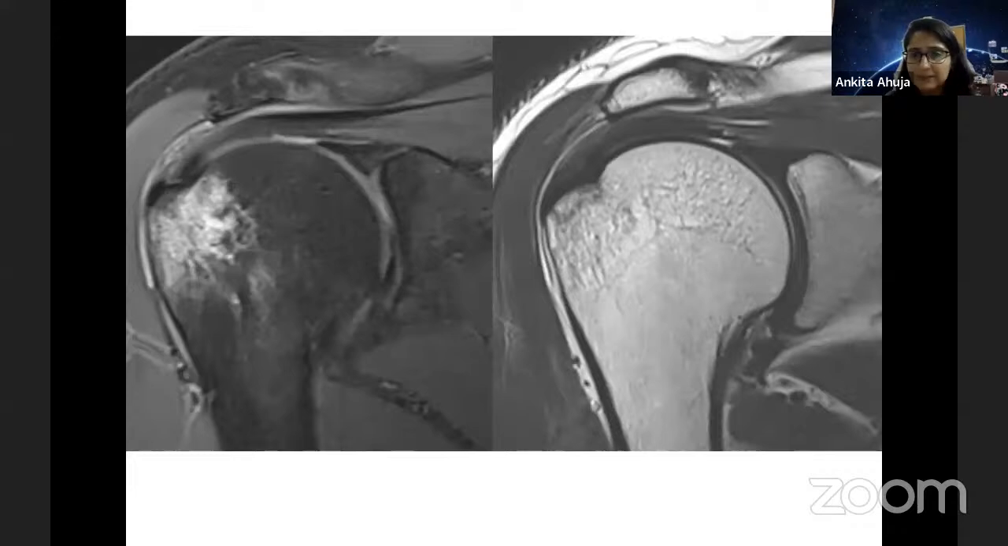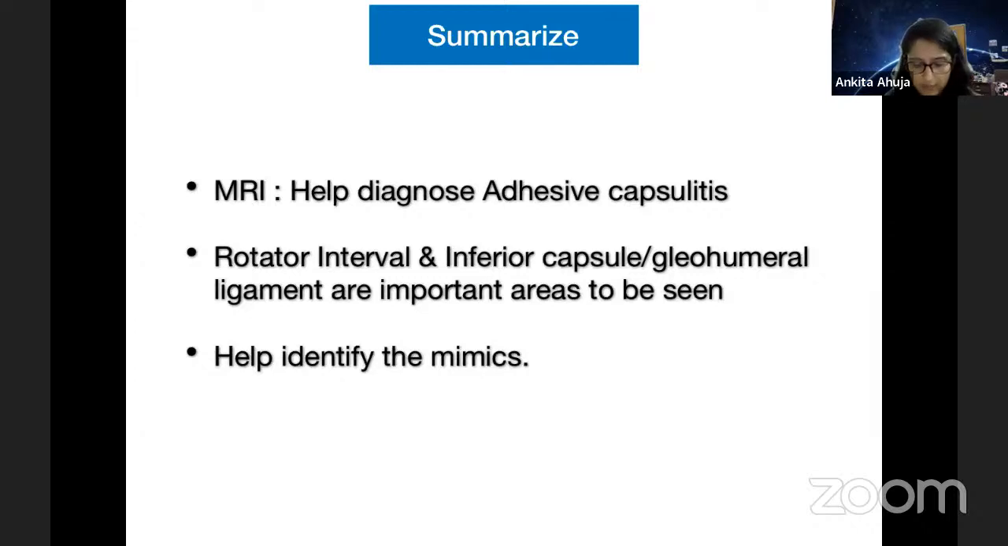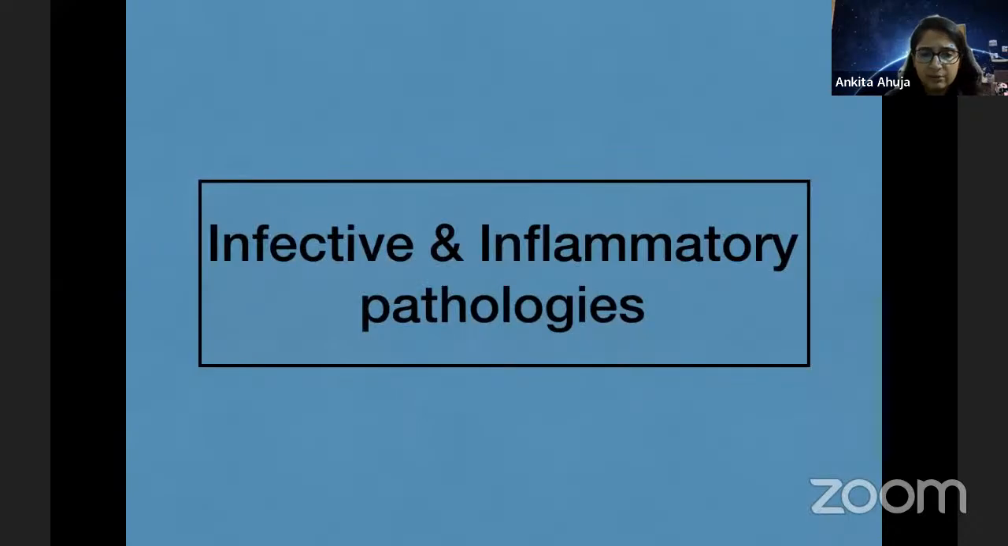And lastly, this is your case of GT fracture, that is your greater tuberosity fracture. So there is a lot of marrow edema. And once you go down over here, you can see this hypointense line. So this is your GT fracture or your greater tuberosity fracture. So overall, if we see how MRI is helping, you can diagnose adhesive capsulitis. You have to look at these key areas which we discussed, and you can also pick up the other differentials which you would have clinically in mind, like calcific tendinosis and GT fracture, as we discussed.